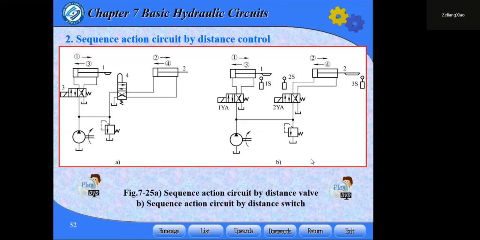The advantage of this circuit is that we just need to adjust the valve on the end of the piston, and the action sequences of the cylinders can be regulated friendly by electrical control, so it can be widely applied.